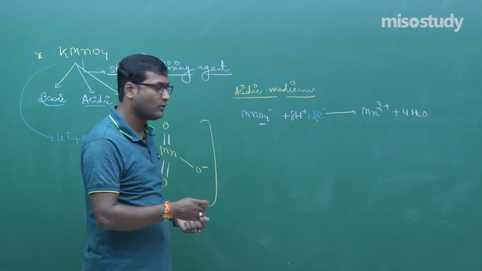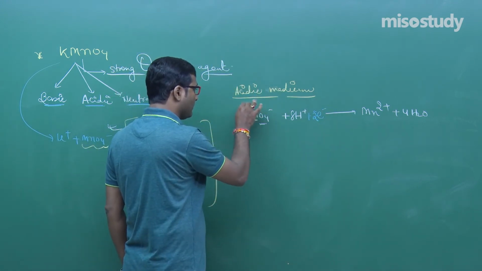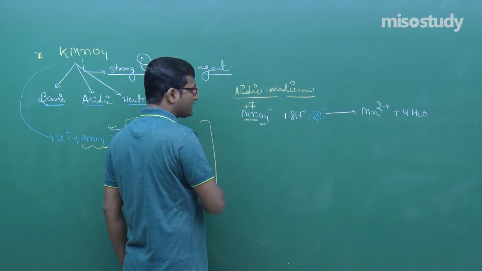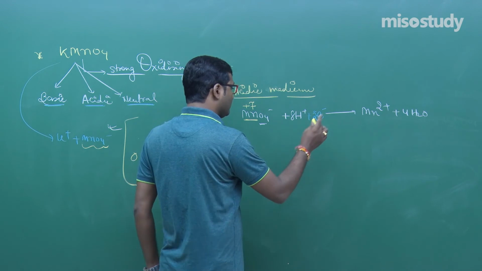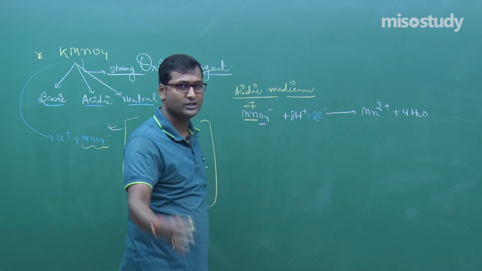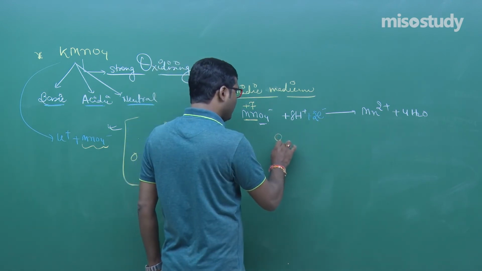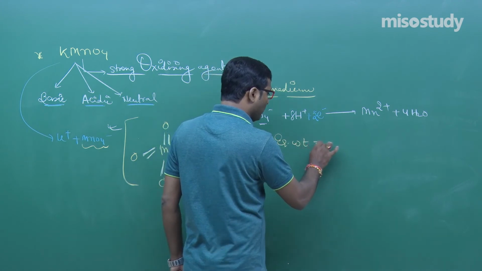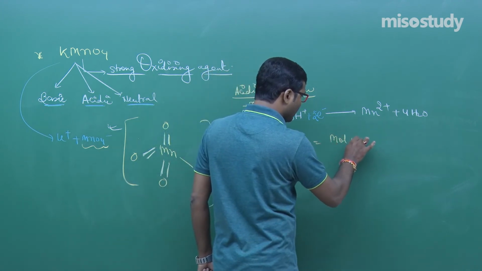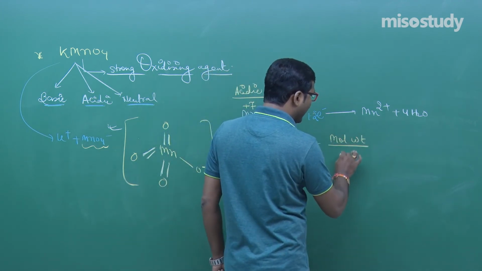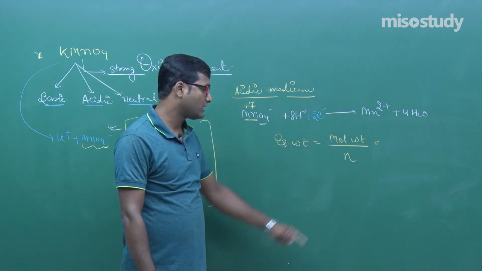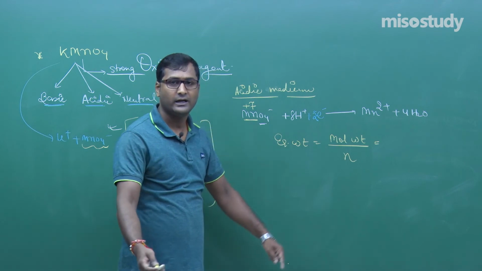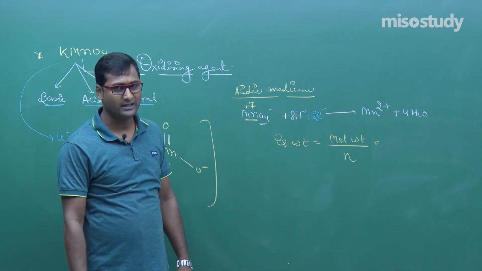If you have any doubt, you can also use the oxidation number method. Here Mn is in plus 7 oxidation state, converted to plus 2. So the total decrement in the oxidation state is 5. So equivalent weight is equal to molecular weight upon N. What is N, my friend? Number of electrons gained or lost, or change in oxidation state, or decrease or increase in oxidation state.